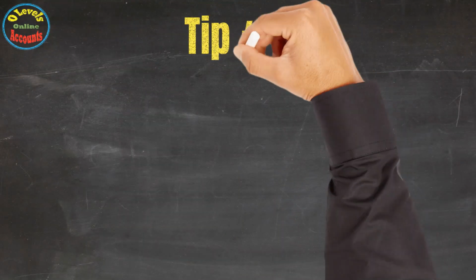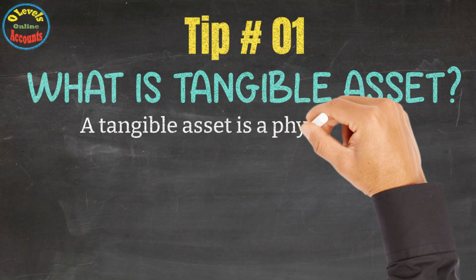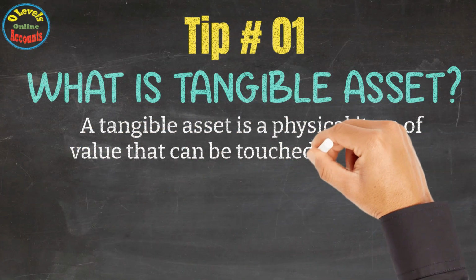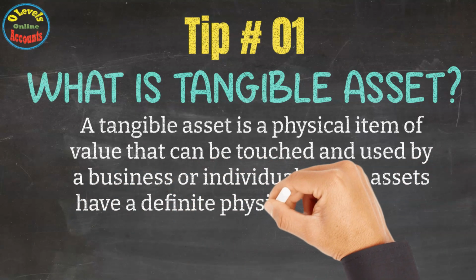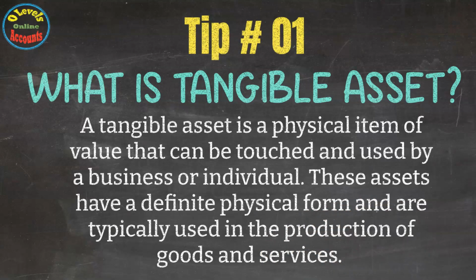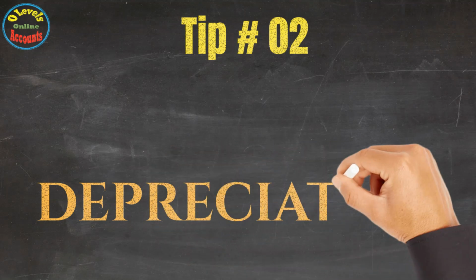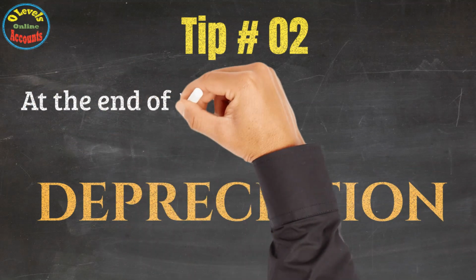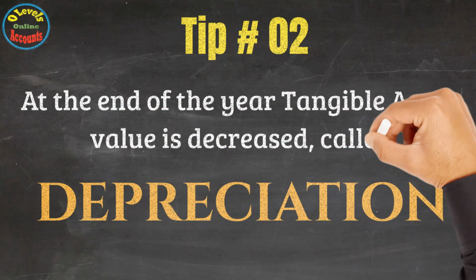In tip number 1, we will talk about what tangible assets are. A tangible asset is a physical item of value that can be touched and used by the business or individuals. These assets have a definite physical form and are typically used in the production of goods and services. Let's move towards the next tip. In tip number 2, students have to know about what depreciation is. At the end of the year, the value of tangible assets is decreased. This is called depreciation.